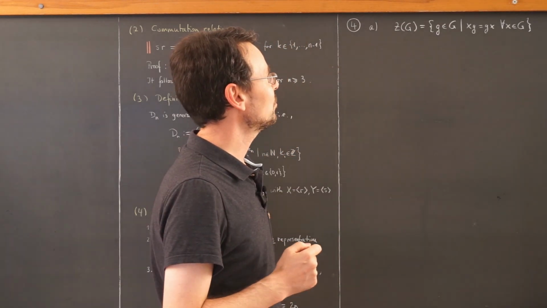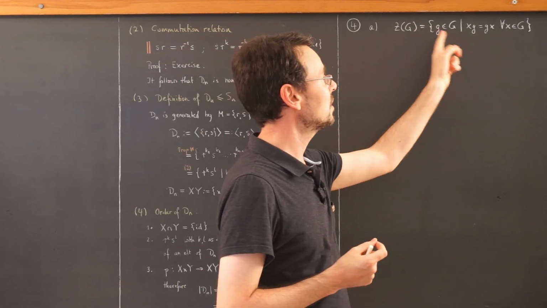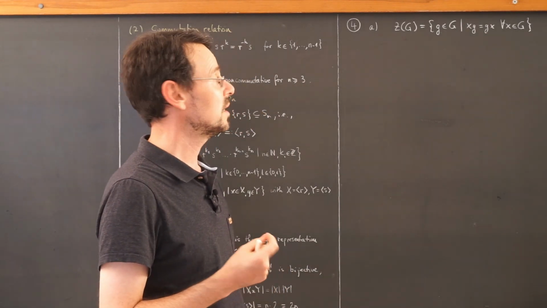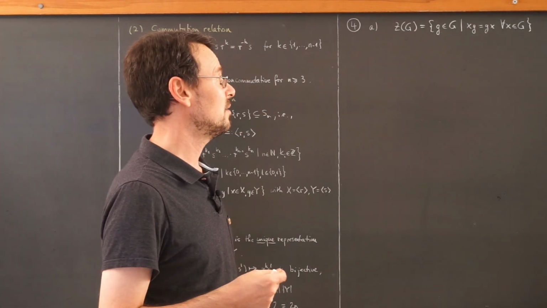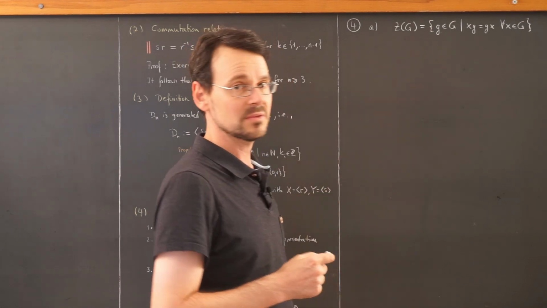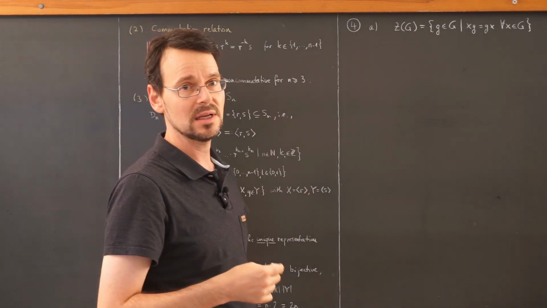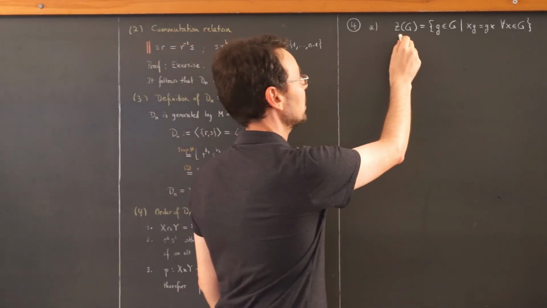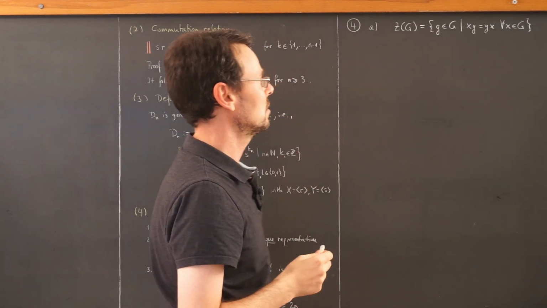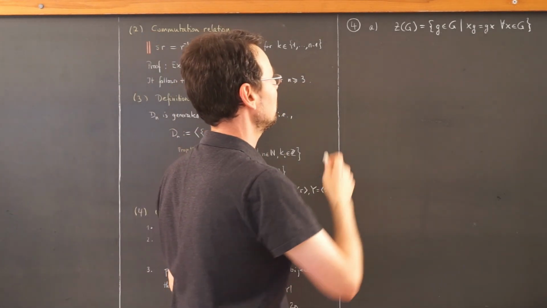So we have to show that the so-called center of a group, which consists of all the elements that commute with all the other elements in the group, is a subgroup of any given group G. The symbol Z comes from the German word Zentrum, and I found this in the English literature as well. Sometimes maybe C of G, but I'm using the German notation Z of G.